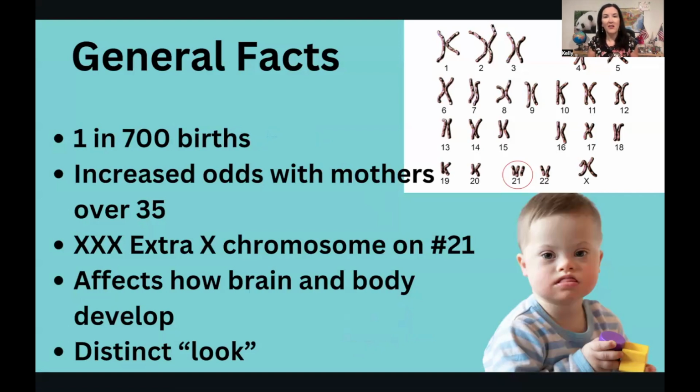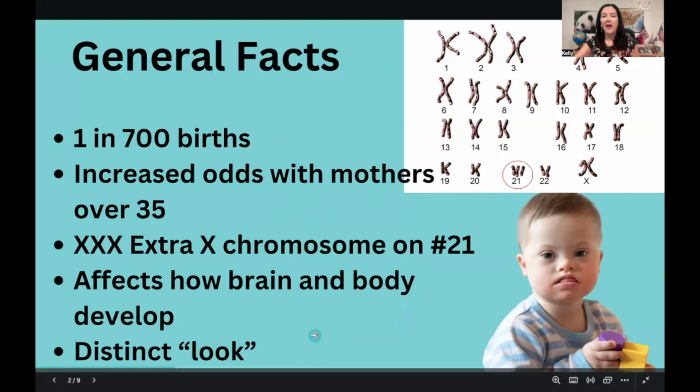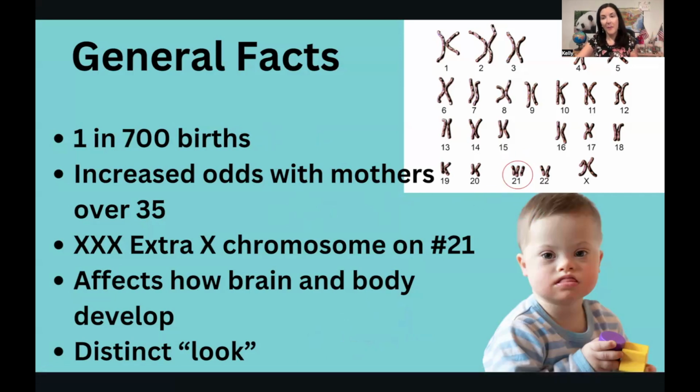1 in 700 births are born with Down syndrome. There is an increased odds with mothers over 35. The most common way for this to happen is an extra chromosome on number 21, as pictured here. This can affect how the brain and body develop, and there's a very distinct look, which I'll talk about on the next slide.